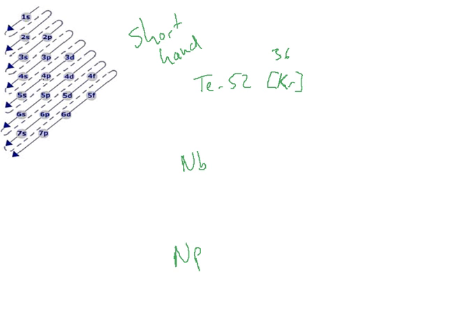So when we need to get from our 36 to our 52 electrons, let's see how many that is. 52 minus 36 is 16. We need to add 16 electrons to krypton to get to tellurium. So we're going to pick up where krypton left off, and after 4p we end up with 5s, and we're going to put 2 electrons in there.